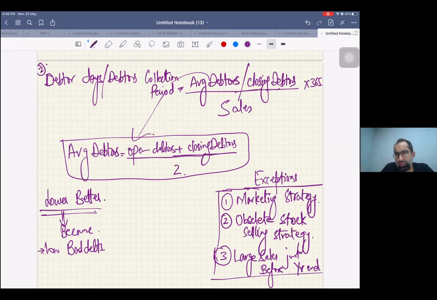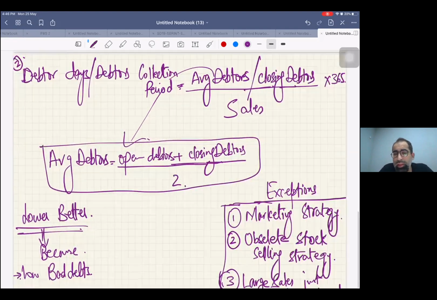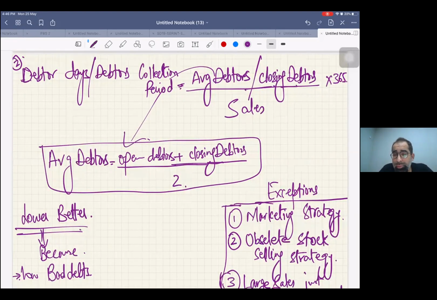Okay, then just an oral thought: how can you reduce the debtors collection period? Number one, through negotiation. You can explain to your customers that we need cash or we have some cash shortages. The second method is by giving a cash discount. Hope you remember what cash discount is. You tell them that if you pay within 10 days, you will get 1% off. But don't forget, cash discount itself is a cost to the organization.